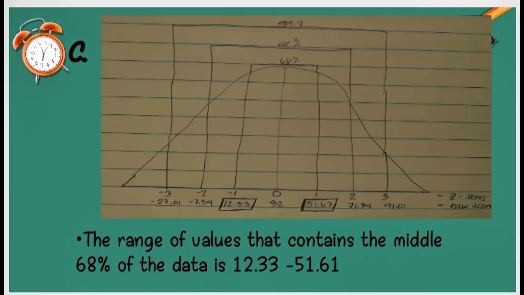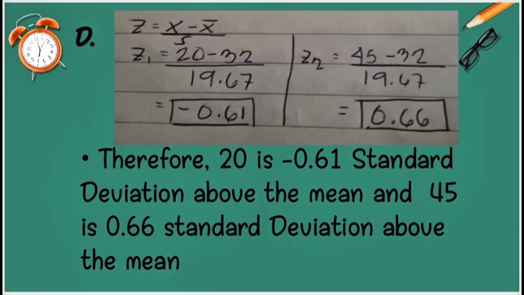Next is letter C. We have here the normal curve. As you can see, our middle 68% is 12.33 to 51.61. In our earlier discussion, we mentioned our mean amounted to 32 and standard deviation of 19.67. You just have to add the standard deviation to the right from the 32 and subtract it to the left from 32.